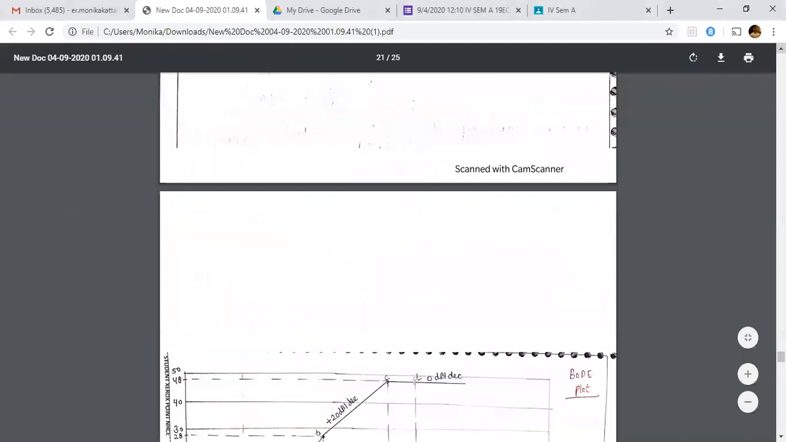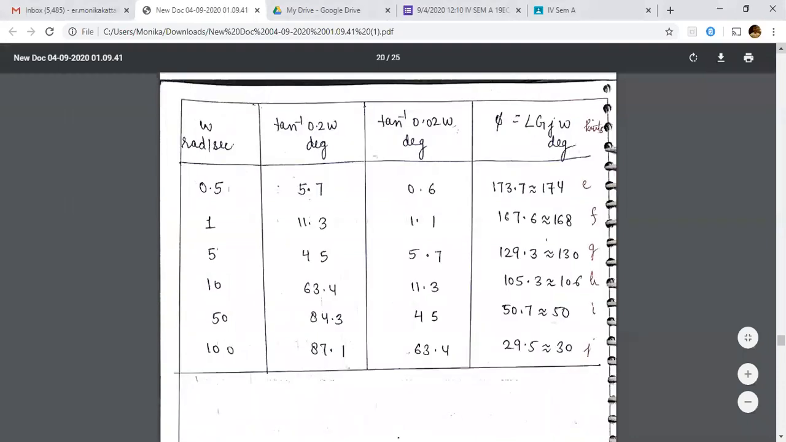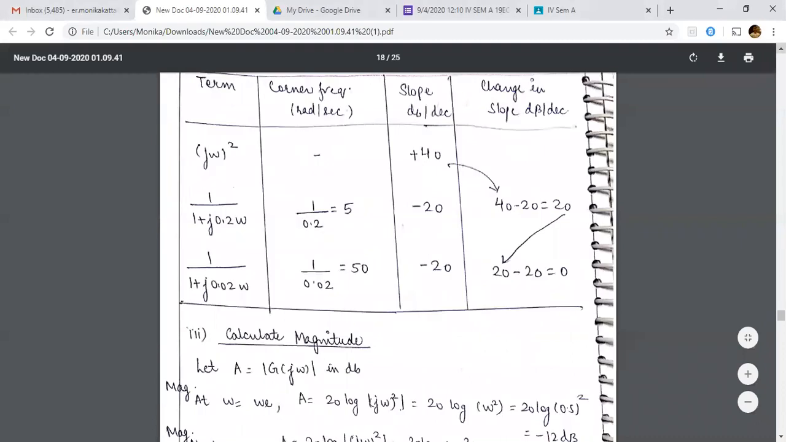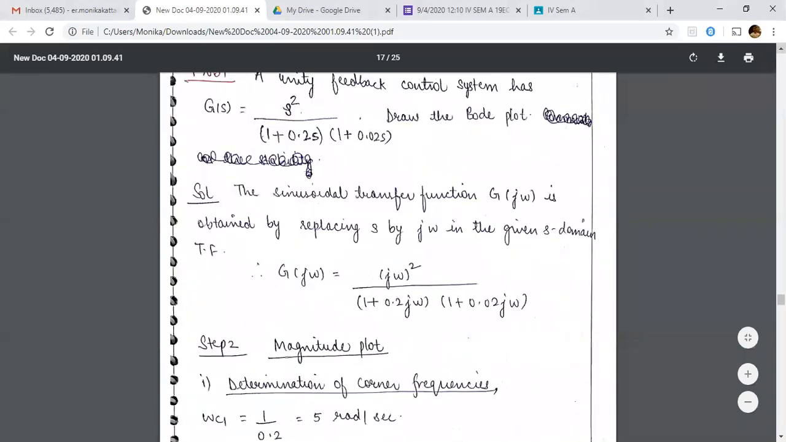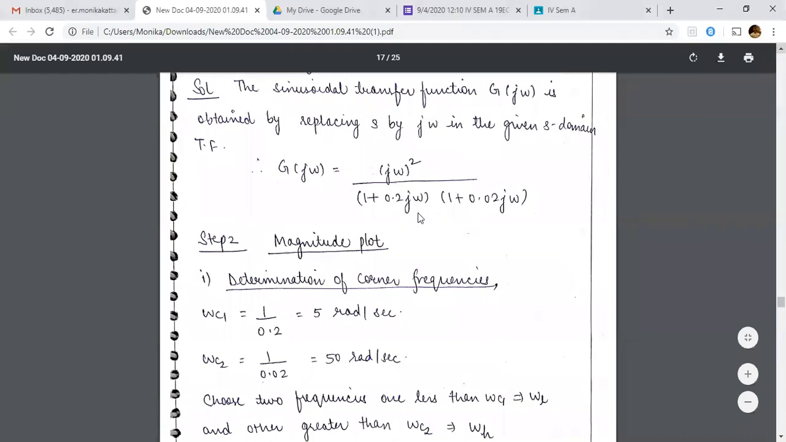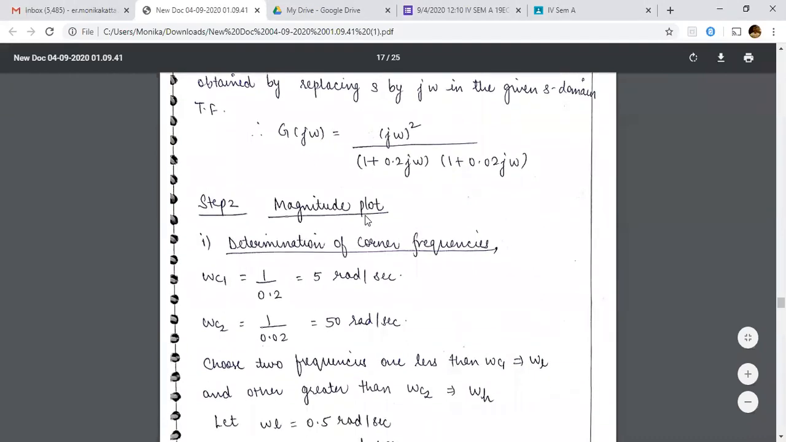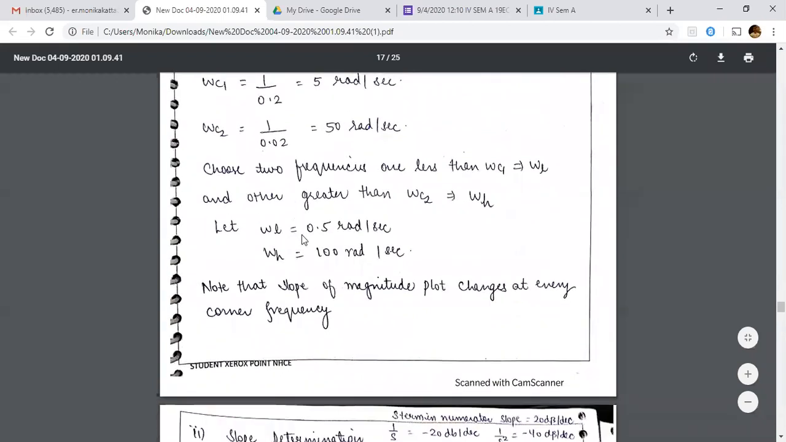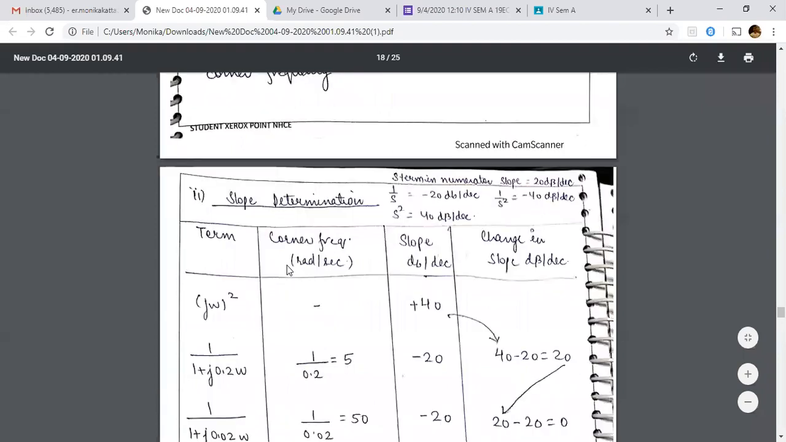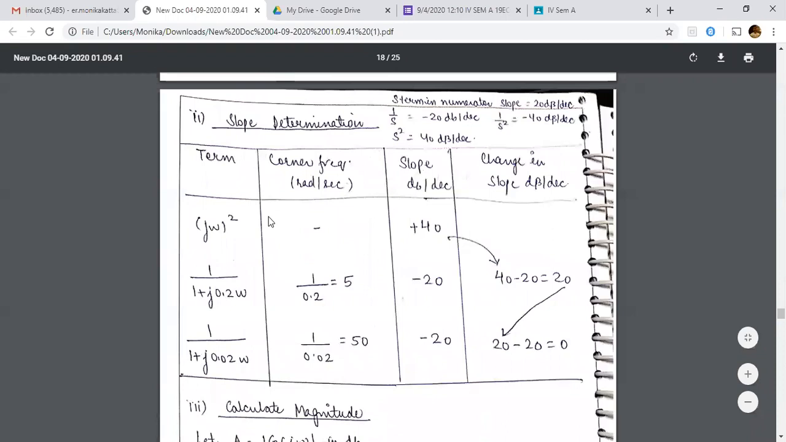Quickly we'll see the steps. If you have any issues in the steps, let me know. I'll be posting these notes in Google Classroom right now, so you can refer to my notes and do it. First, you will replace s by j omega. Then you will find corner frequencies. You will choose two frequencies, omega L and omega H, one less than omega C1, the other greater than omega C2. Then slope determination: you will write all the terms given in the transfer function, find corner frequencies for first order poles or zeros, write the slope for these terms, and then write the change in slope.